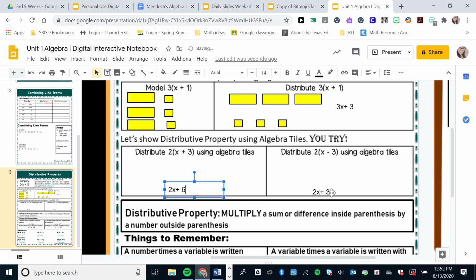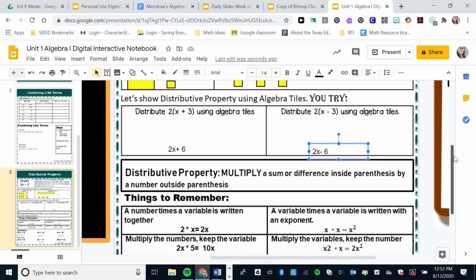Plus 6, and this is 2x minus 6. Because for this one, you should have used the red ones, which are negative, so you should have had two groups of x minus 3. All right, so that's how we do it algebraically. So I think it gives you a really good visual of what in the world we're doing.